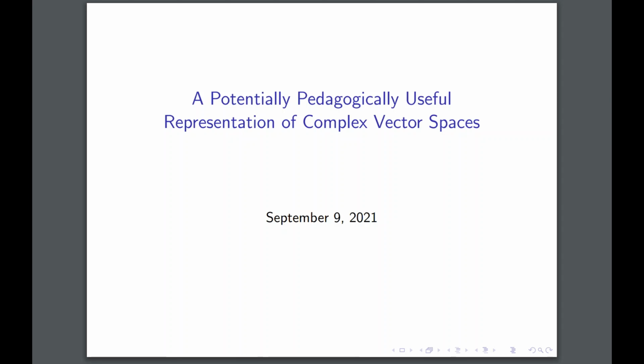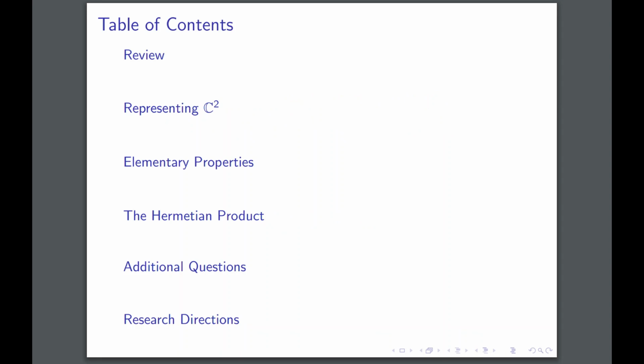And so we are going to go through just the basic representation of the vector space C2, talk about some of the topological properties we can get with the Hermitian product, have some additional questions with regards to the actual mathematics here, and some questions about math education as well.